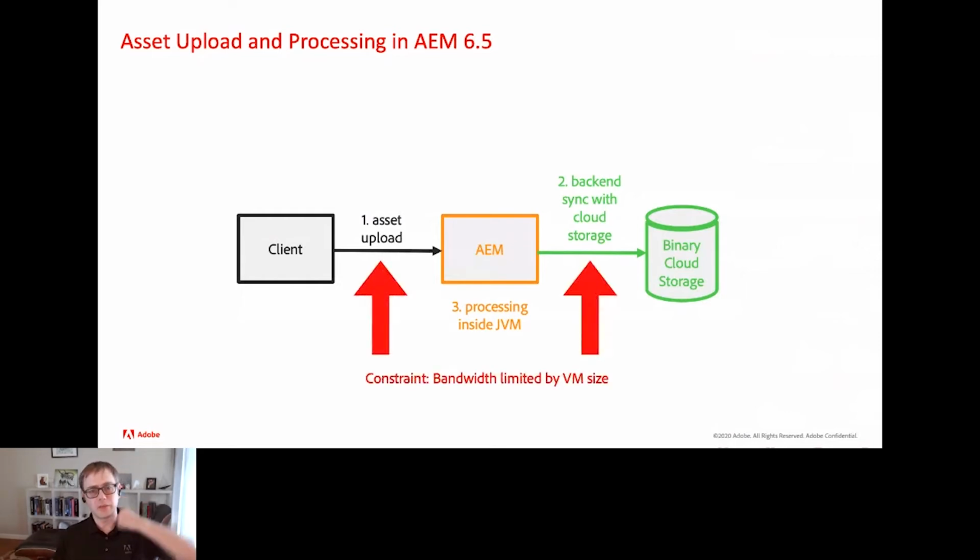The first one being bandwidth limited by the size of the virtual machine. So basically, say you're running in AWS, for example, the size of the VM that AEM is running on is going to constrain how much bandwidth you have to upload an asset into that virtual machine and how quickly the virtual machine can then put that asset into the backend storage.